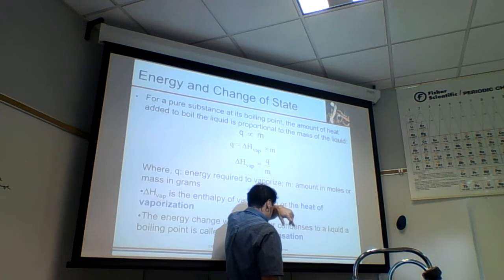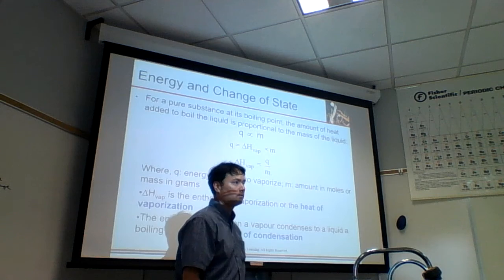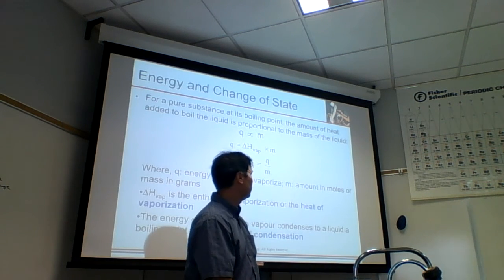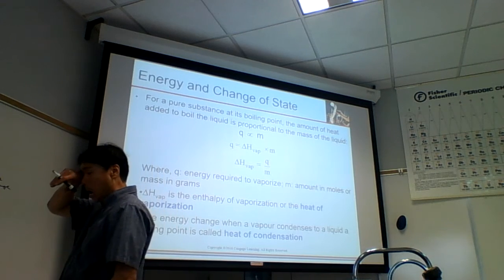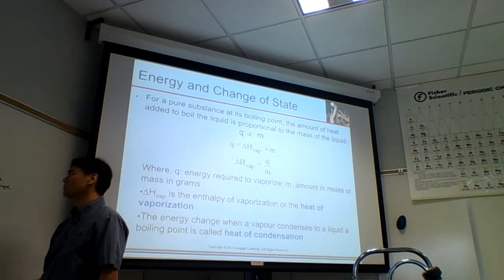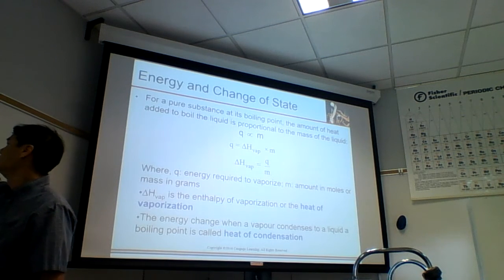But it depends on the units of delta H. Oftentimes delta H is given in units of kilojoules per mole. If it's given in kilojoules per mole, then we need the amount in moles, or we need to be able to convert the amount into moles. So this is the equation that I use for the change of state.